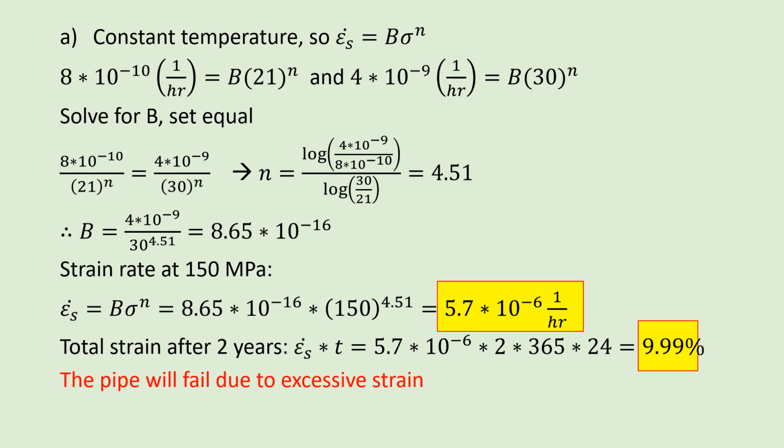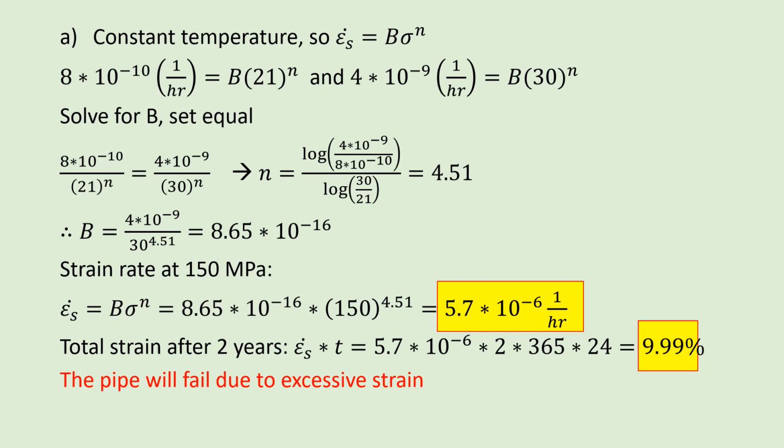So now that we have both of our constants, we can solve for our strain rate at 150 megapascals, and we get a strain rate of 5.7 times 10 to the negative 6th. To figure out the total strain that we will have after 2 years, all we need to do is multiply our strain rate times time, because strain rate is strain divided by time. The value we're going to use for time is 2 years in terms of hours and not seconds, because of what we talked about before.